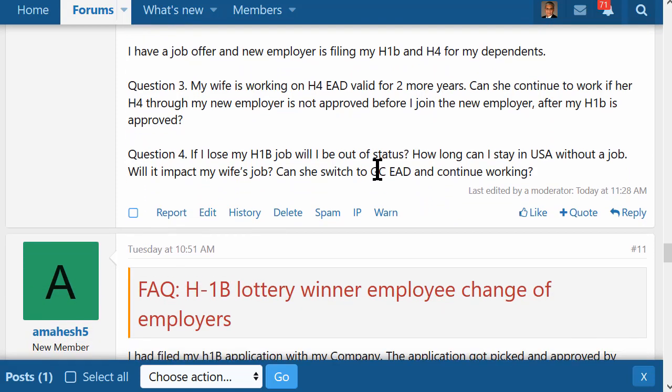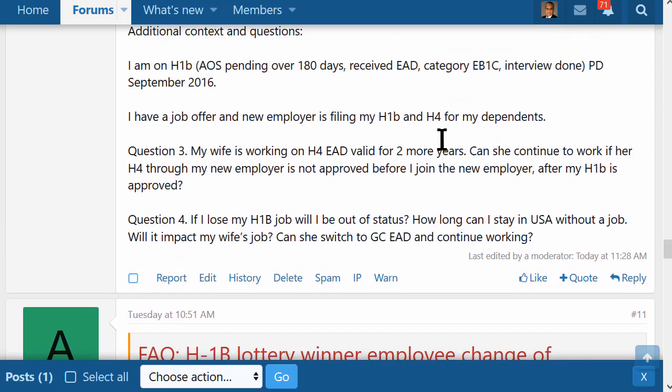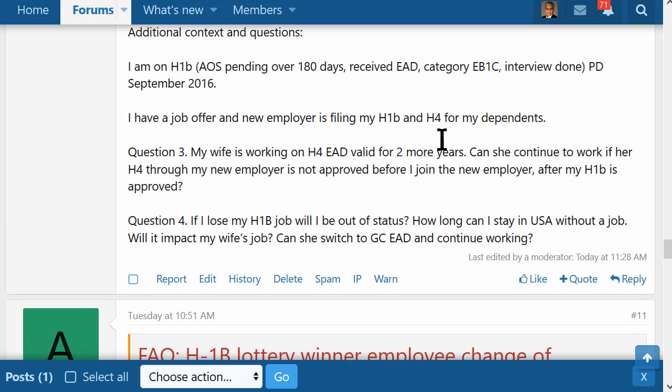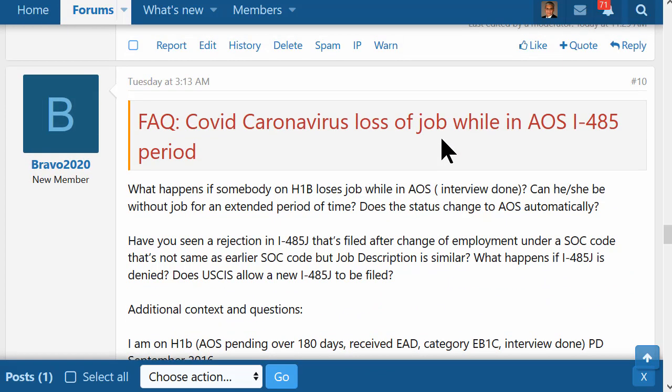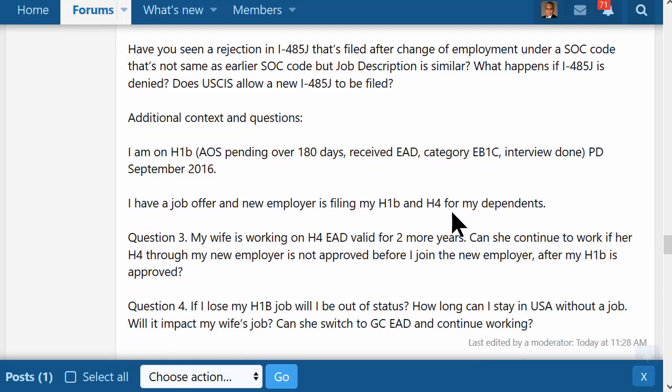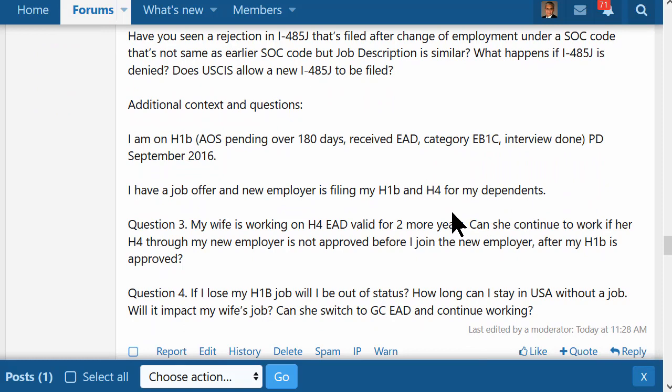And if you have a 485 pending, you can stay in USA as long as the 485 is pending. And your wife can also switch to green card EAD anytime she likes. So there's some unsaid areas, understood areas, but I've given you the general rules on 485, okay? Star 5 if you have a question that needs to be answered. Star 5.